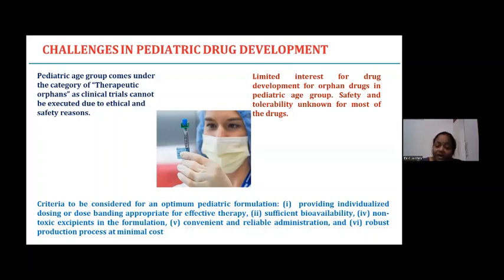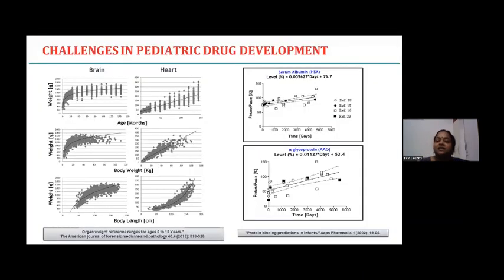And there are certain criteria which have to be considered to optimize a pediatric formulation. We have to provide individualized dosing and a dose band that supports effective therapy by providing sufficient bioavailability. At the same time, the formulation should have non-toxic excipients with a convenient and reliable administration, and a robust production process at a minimal cost is very important. That has to be kept in mind when a pediatric formulation is developed.